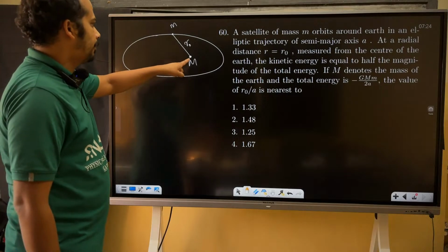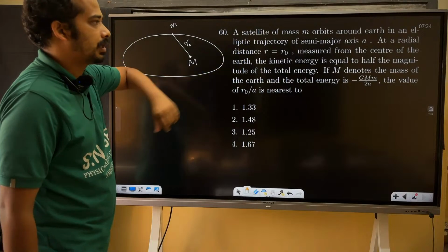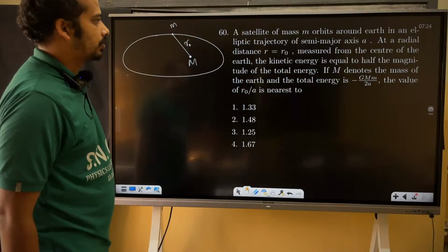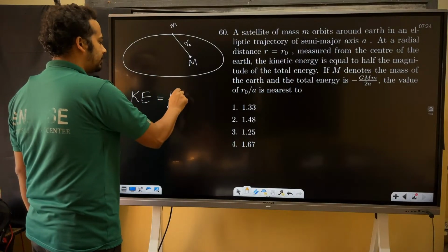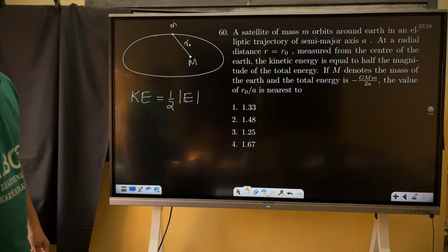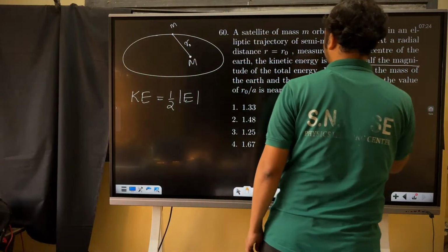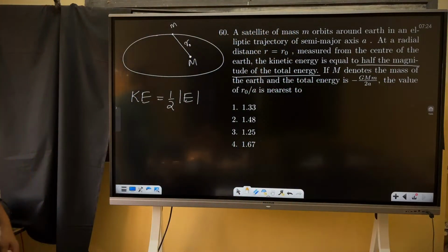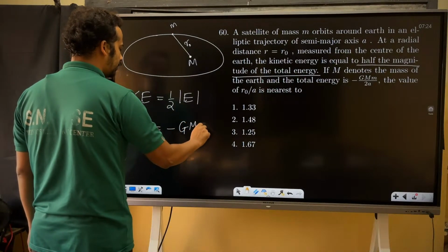This is Earth, this is satellite. The satellite is moving in one elliptic trajectory of semi-major axis A. At radial distance r equal to r naught, kinetic energy is equal to half the magnitude of energy. Energy will be negative for an elliptic, bound orbit, but he said kinetic energy is half the magnitude of the total energy. This is one equation he gave. The other equation he gave: energy itself equal to minus GMm by 2a.